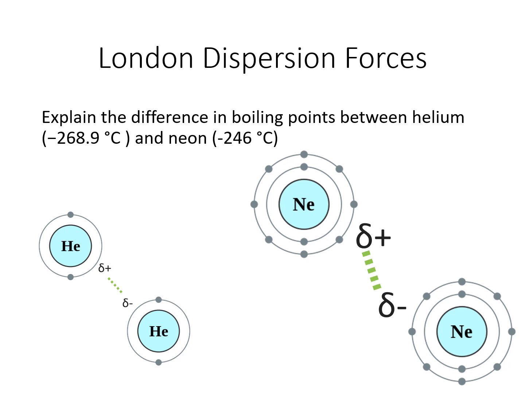And I've represented that there by a larger partial negative and partial positive. And that explains why neon has got a higher boiling point. There are more electrons present, therefore the London dispersion force is stronger.